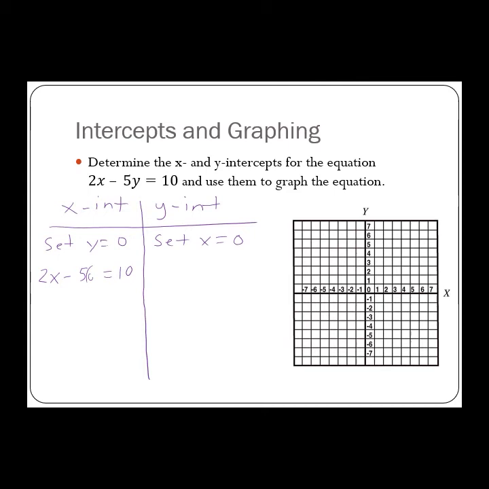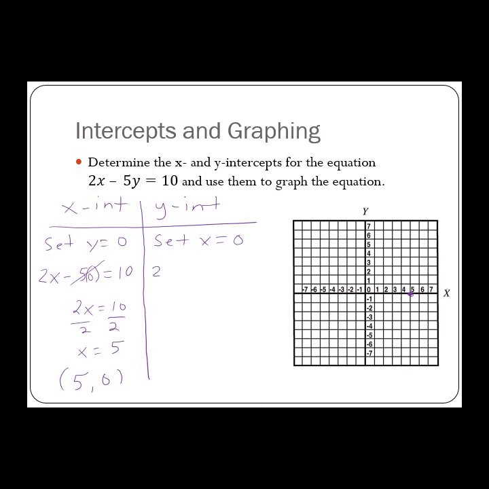So I'm going to put a 0 in. 2x equals 10. x equals 5. So I have an x-intercept at (5, 0). That means somewhere over here.